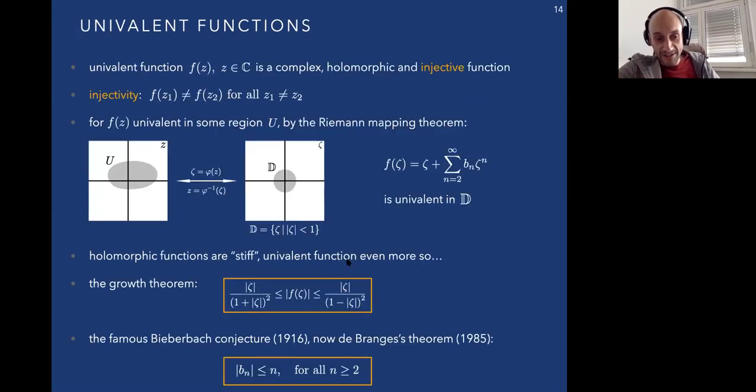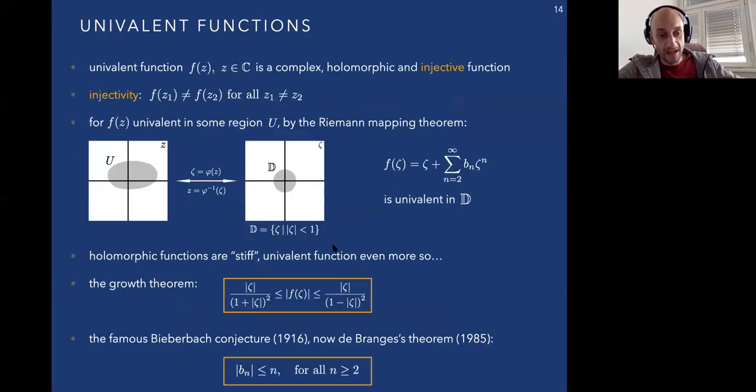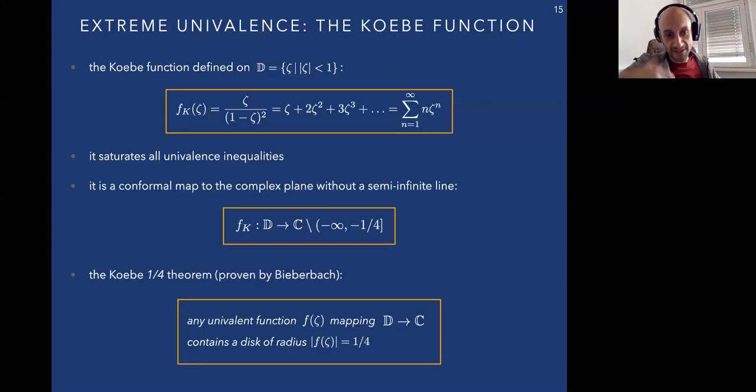So all of these inequalities are saturated by some function, and it's called the Koebe function. The Koebe function is just defined as zeta over 1 minus zeta squared. So this has a power series representation, which is zeta plus 2 zeta squared plus 3 zeta cubed, and so on. All right, so you can see why it saturates the Bieberbach conjecture. It also saturates all of the other inequalities in this vast theory of univalent functions. So it's a nice function.